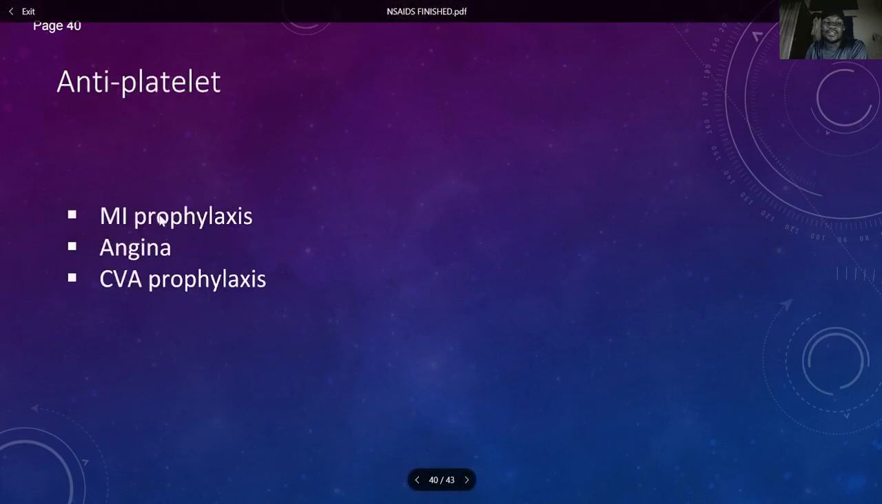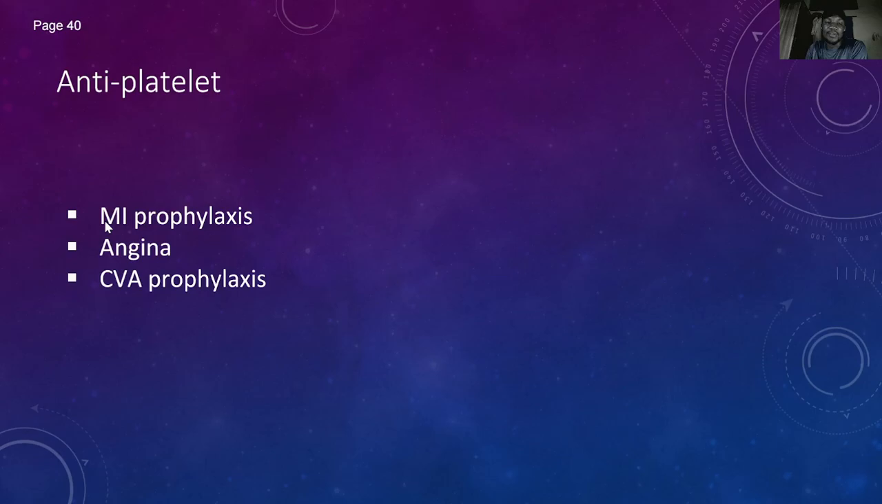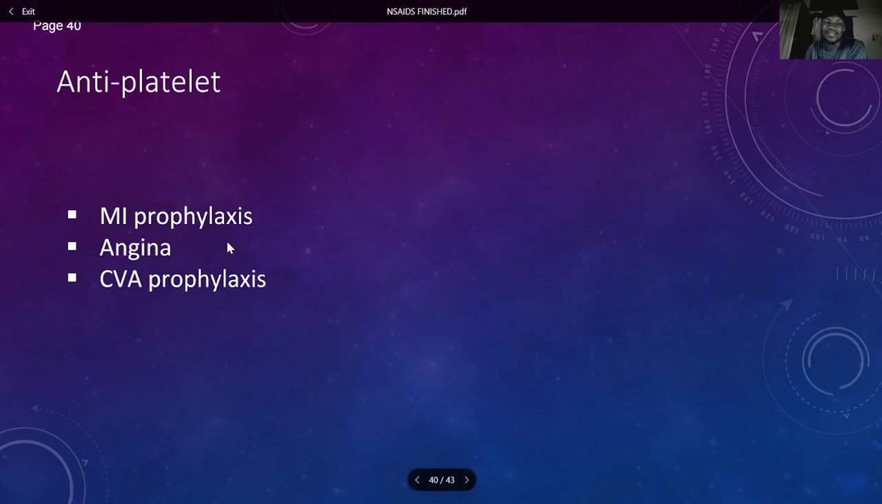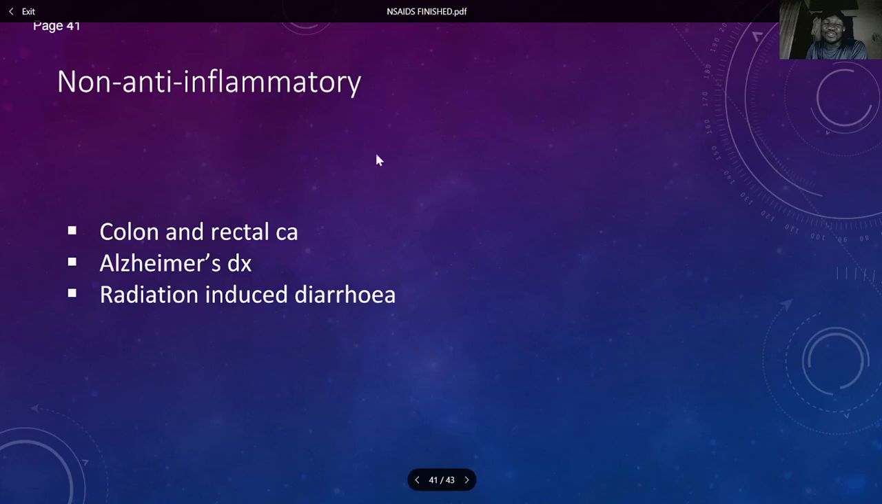For antiplatelet use: myocardial infarction prophylaxis, angina, CVA prophylaxis, cardiovascular accident prophylaxis, to prevent cardiovascular accidents. Then non-anti-inflammatory conditions such as colon and rectal cancer, Alzheimer's disease, radiation-induced diarrhea.